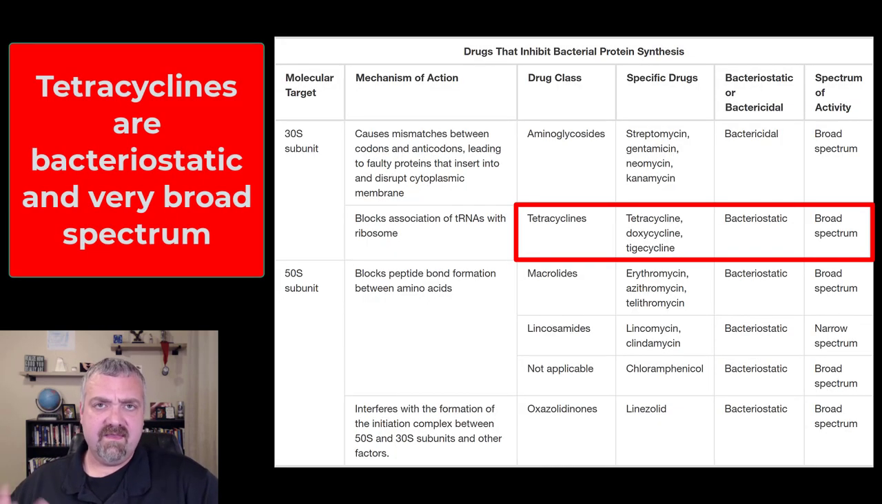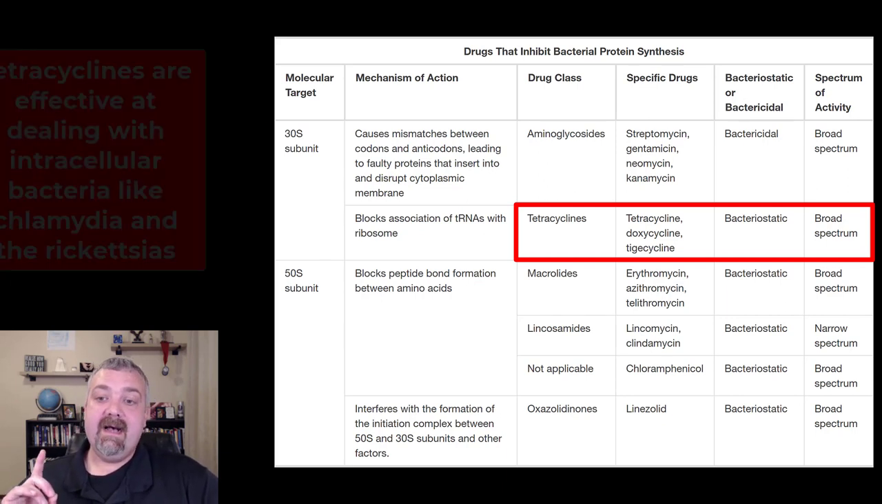This is different than the aminoglycosides. They both impact the same subunit, but these are bacteriostatic, which means they inhibit the growth, whereas the aminoglycoside antibiotics are bactericidal. They killed them. So these are very broad spectrum. When I think of broad spectrum antibiotics, tetracycline is what I think of, which means it has had lots of uses, but also lots of abuses. So we'll come back to that in a moment.